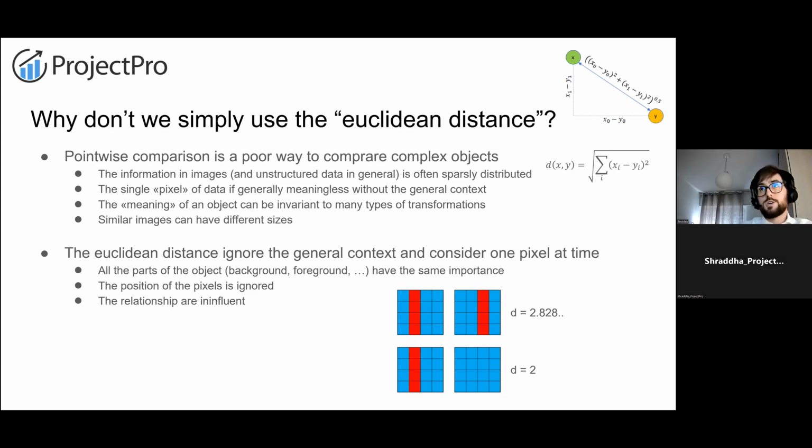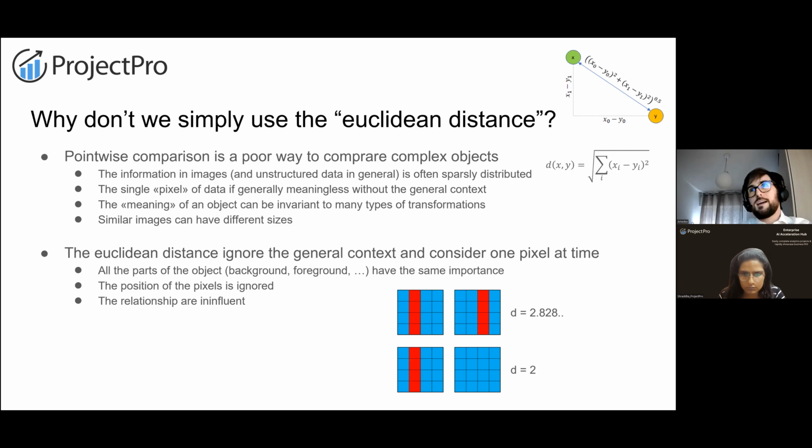I need the spatial structure. And also another problem: if I take two images of the same subject but of different sizes, maybe one is a very high resolution image and the other one is a bit less high resolution, so they have different sizes, I cannot compute the Euclidean distance in any way because they have a different number of pixels. So I cannot find a direct way to make a comparison.